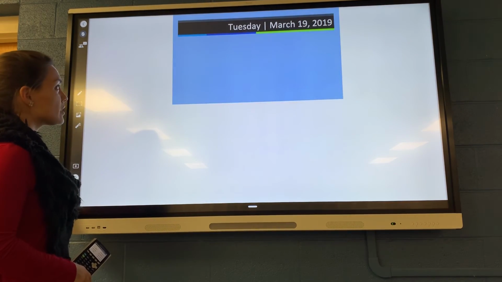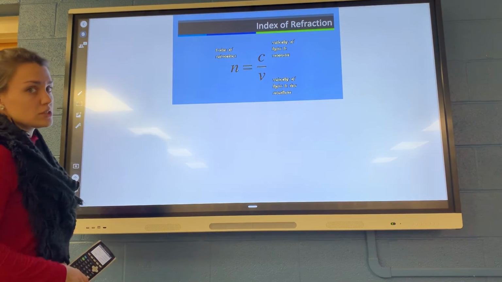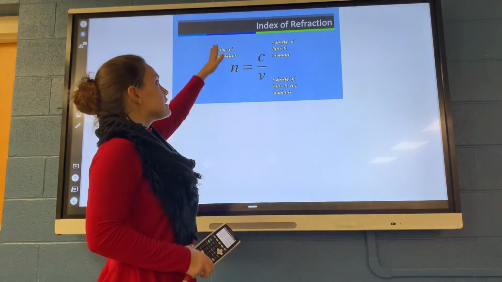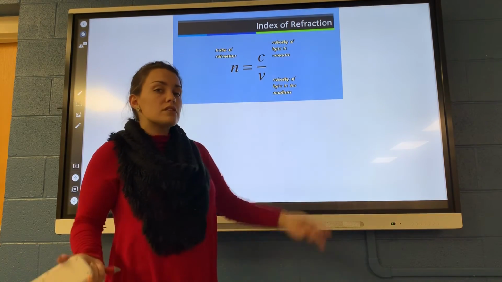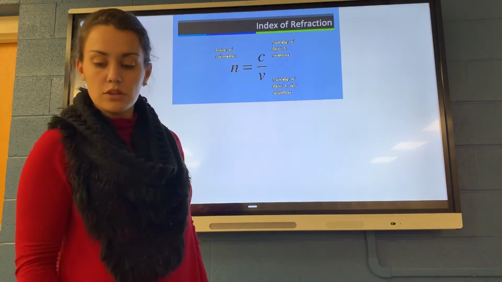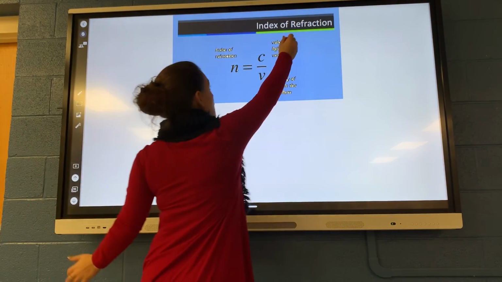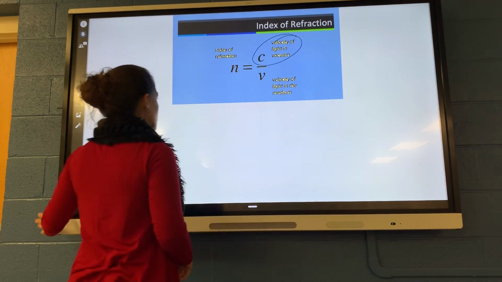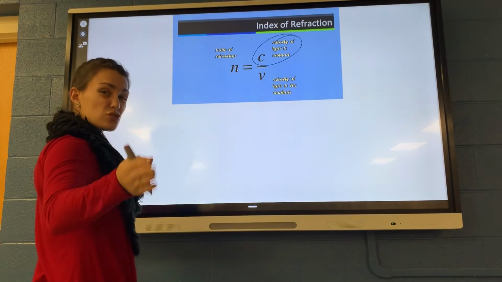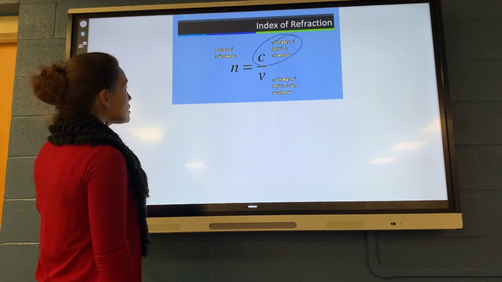So last part, let's look at calculating the index of refraction. Say I have a substance and I don't know the index of refraction, which can sometimes happen with foreign substances. I'm going to calculate it using the velocity of light in a vacuum over how fast the light is traveling through that substance.